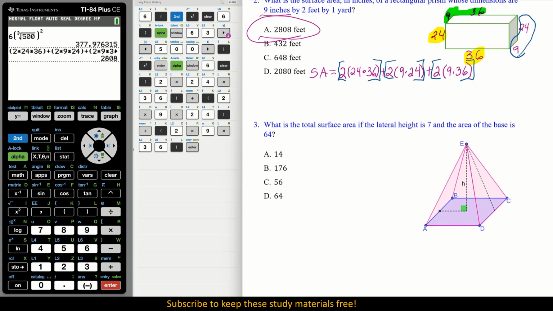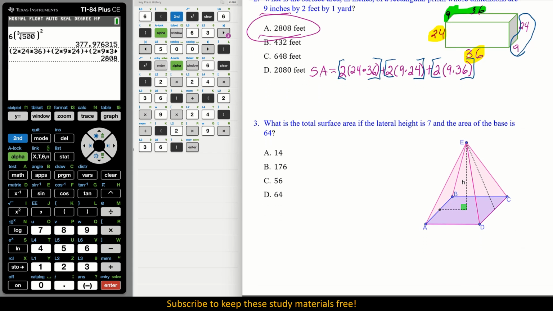All right. Next question. What is the total surface area if the lateral height is 7? That would be this right here, that's my lateral height. And the area of the base is 64. Now, I know that we will need the length of this base. That tells me if I square it, 8 times 8 is 64.